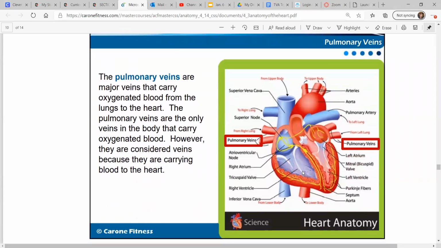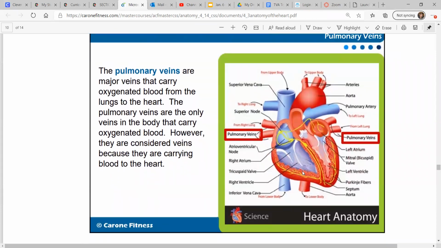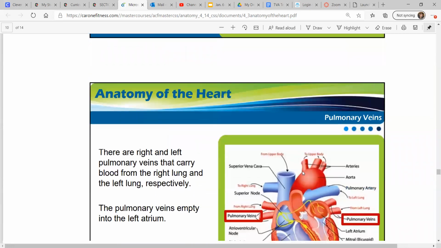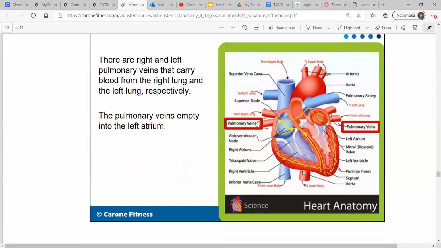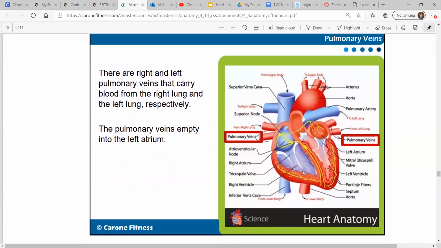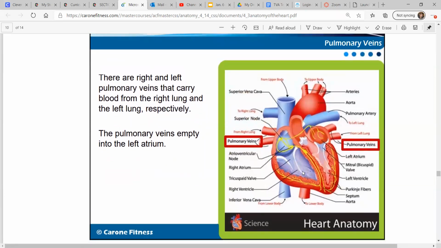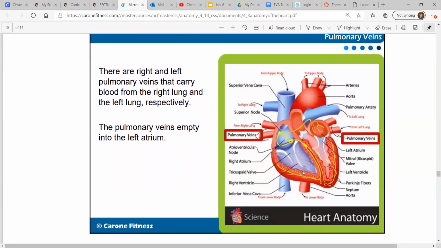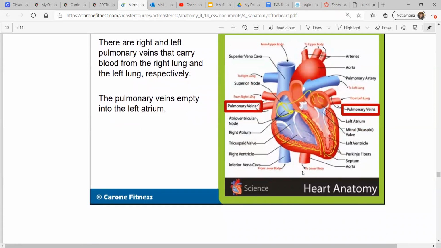The pulmonary veins are major veins that carry oxygenated blood from the lungs to the heart. The pulmonary veins are the only veins in the body that carry oxygenated blood. However, they are considered veins because they are carrying blood to the heart. There are right and left pulmonary veins that carry blood from the right lung and the left lung, respectively. The pulmonary veins empty into the left atrium.